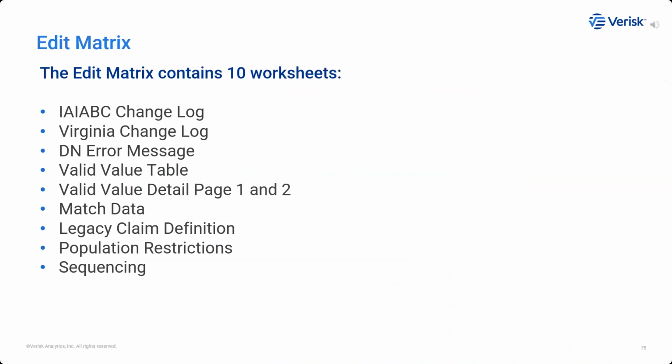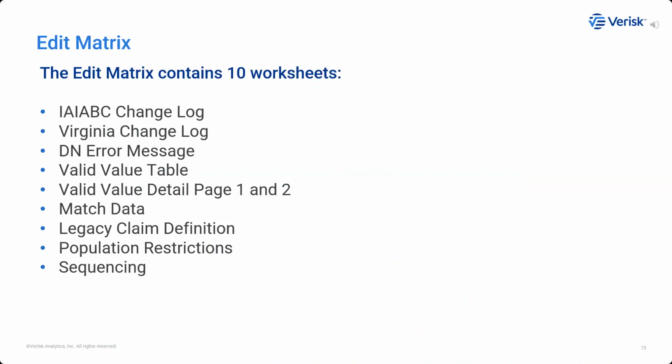The first is the IABC changelog, which is a summary of the changes made by the IABC. The Virginia changelog, which contains a summary of all the changes to the VWC edit matrix from one version to another. The DN error message, which contains standard editing developed for Release 3.1 data elements and any Virginia-specific edits. The value table shows you the codes that Virginia will accept for all of the DNs that have code values assigned by the IABC.